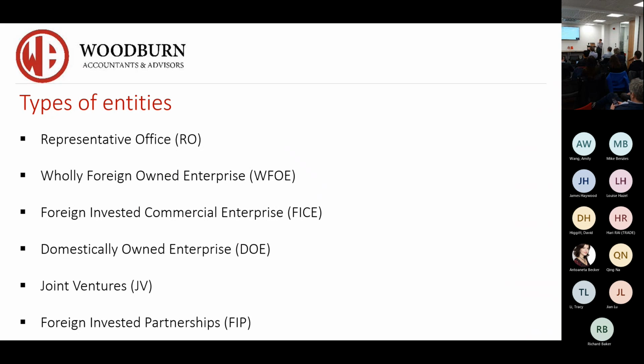So these are the types of entities that you can establish. Now, representative offices, I don't really want to talk about. For me, they're useless. You can't invoice through them. All you can do is hire people through them. They're marketing tools. They were really historically very popular.